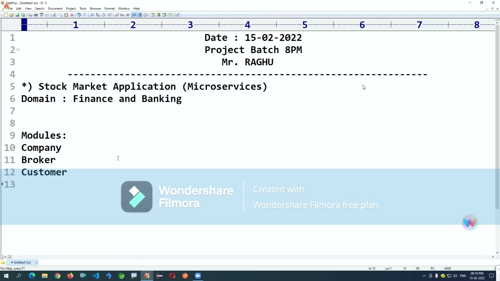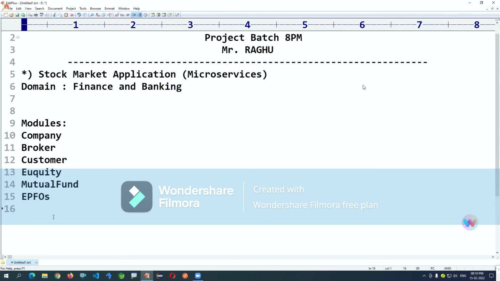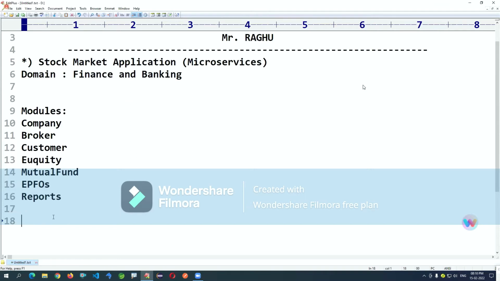Next, we'll be having different types of stocks here. Different types of stock modes. One is called equity. Next one is mutual funds, another module we are going to have. Next one is EPFOs. Next, reports we are going to have. These are the major modules.